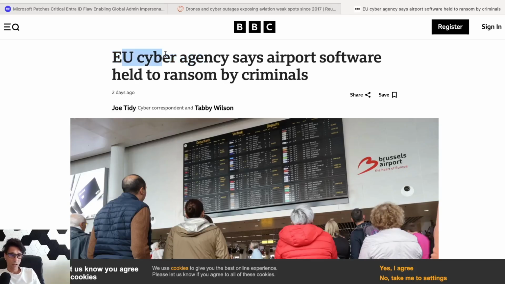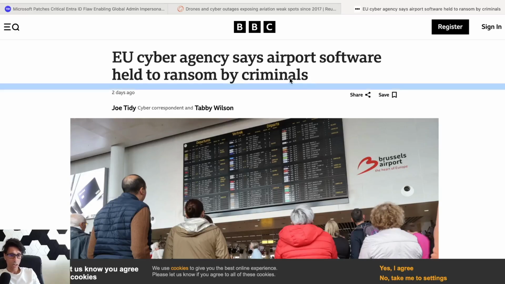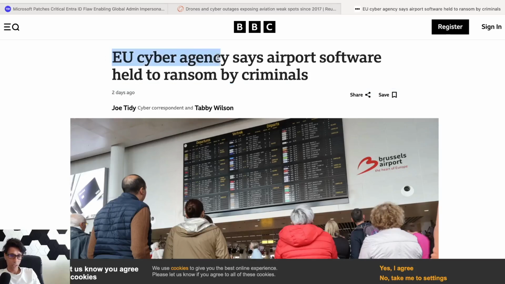Okay, the European Cyber Agency says airport software was held to ransom by criminals. Oh, European Cyber Agency, what a joke.